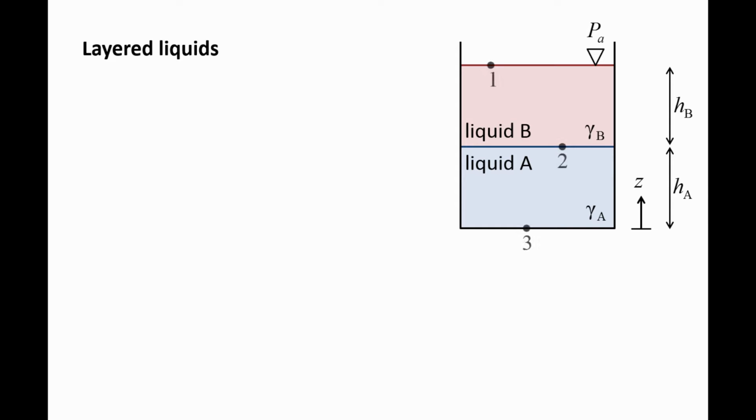We label 3 points. Point 1 is at the interface between the atmosphere and liquid B, point 2 is at the interface between liquids A and B, and point 3 is at the bottom of liquid A. We now find the absolute pressure and gauge pressure at all 3 points. At point 1, the absolute pressure is the ambient pressure, PA, while the gauge pressure is 0. At point 2, we add gamma B times HB to the absolute pressure and gauge pressure.